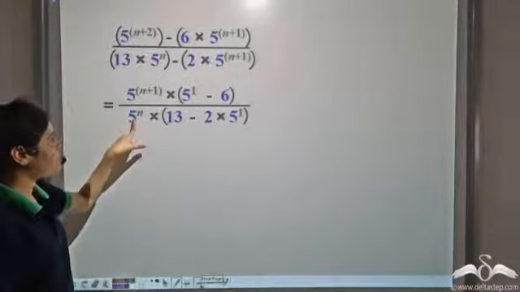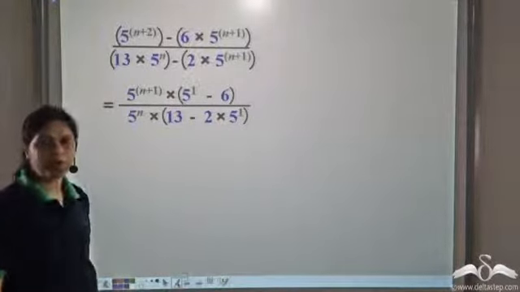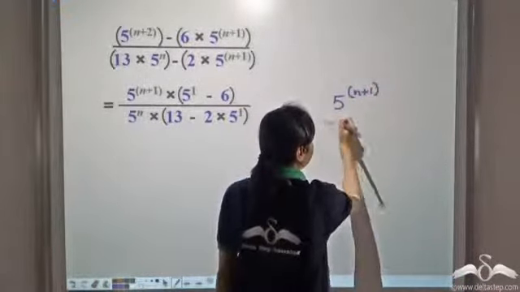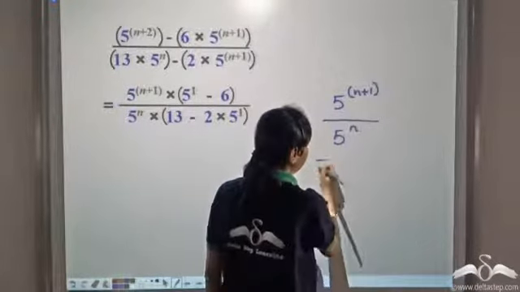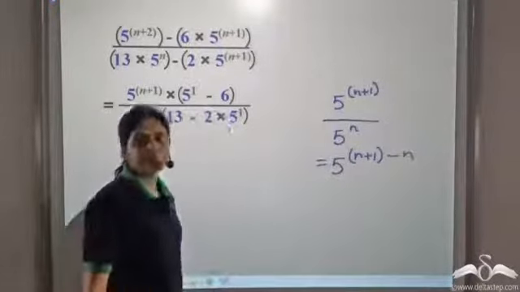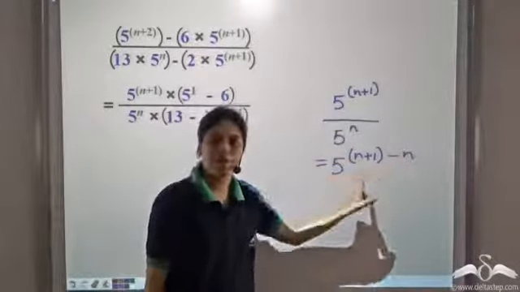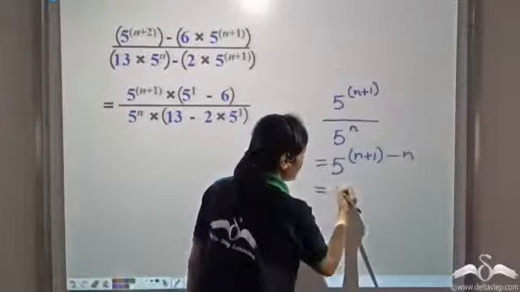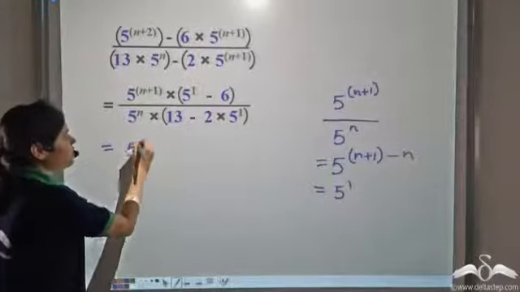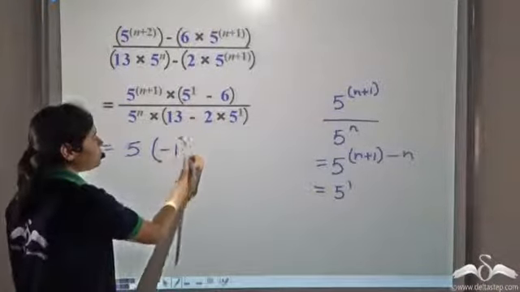Now we have 5 to the power n and 5 to the power n plus 1. So we cancel out the common part. Now 5 to the power n plus 1 divided by 5 to the power n is equal to 5 to the power n plus 1 minus n. Because when we divide two exponentials with the same base, their powers are subtracted. And this gives us 5 to the power 1. So we'll have 5 to the power 1 here into 5 minus 6, which is negative 1.